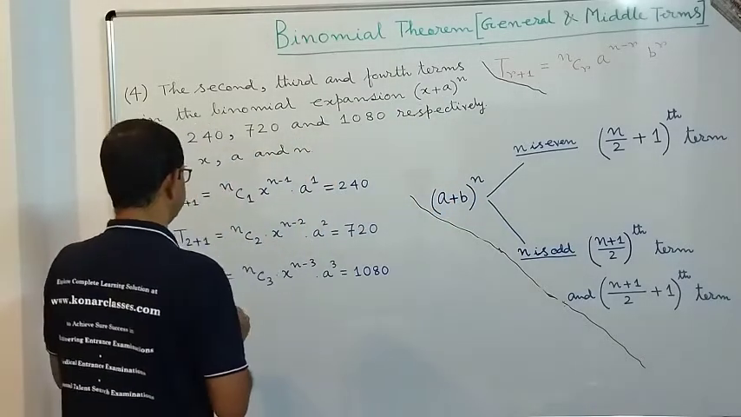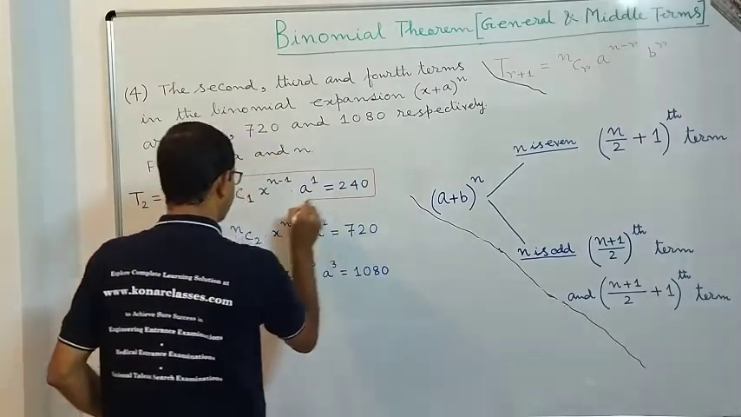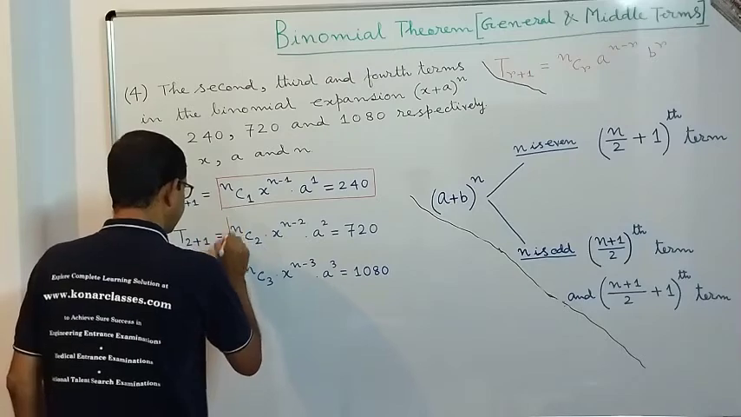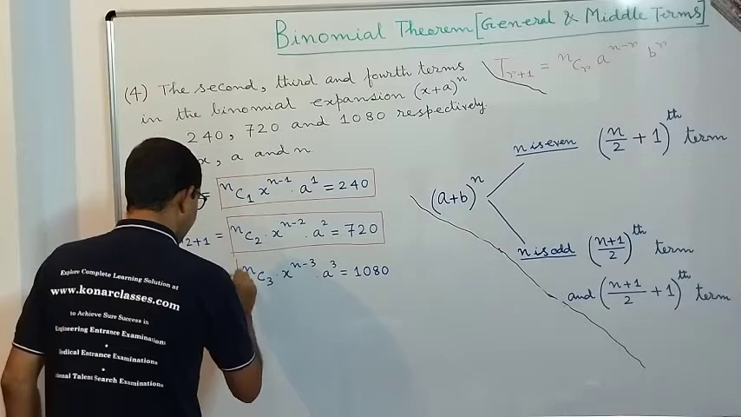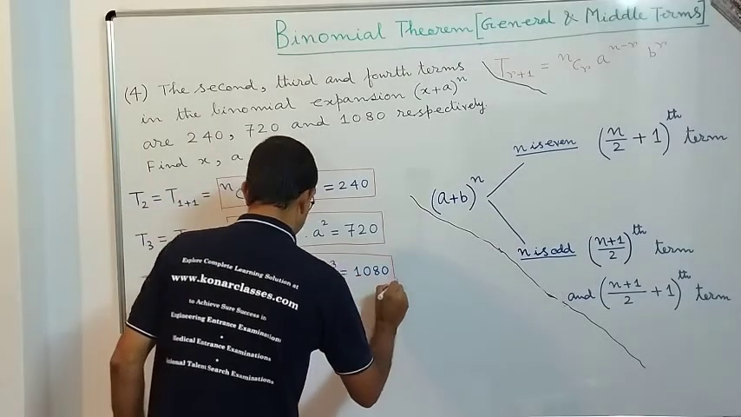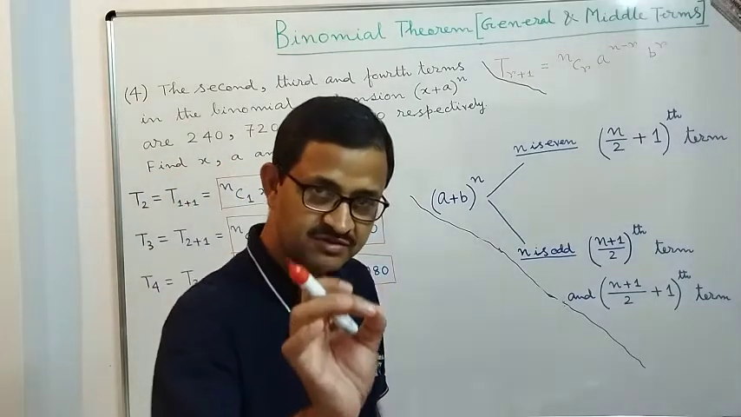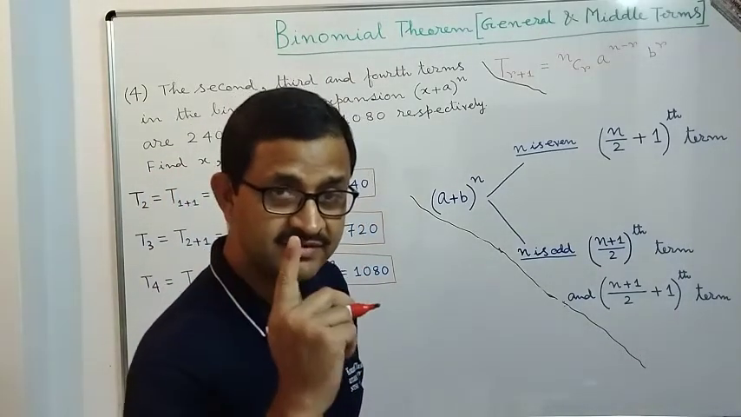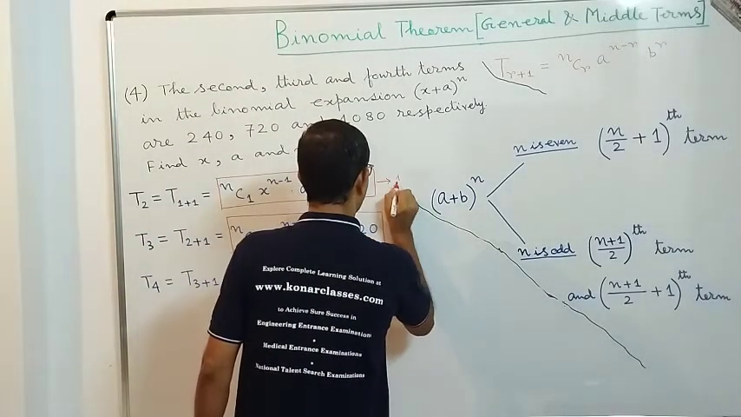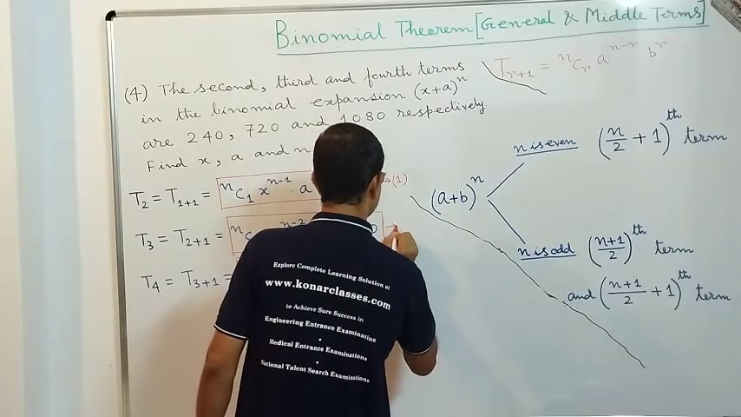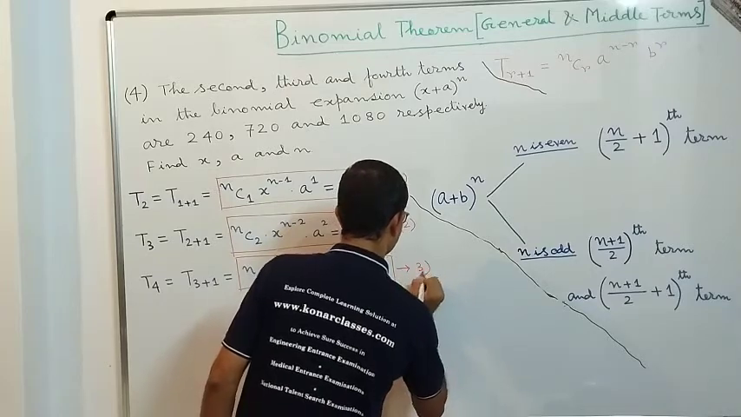So here is one: nC1 into x to the power n minus 1 into a to the power 1 is equal to 240. Then nC2 into x to the power n minus 2 into a square equal to 720. And nC3 into x to the power n minus 3 into a to the power 3 is equal to 1080. From these three equations, we need to find the values of x, a and n. So let's see how we can do this. This is equation 1, this is equation 2, and this we are giving equation 3.